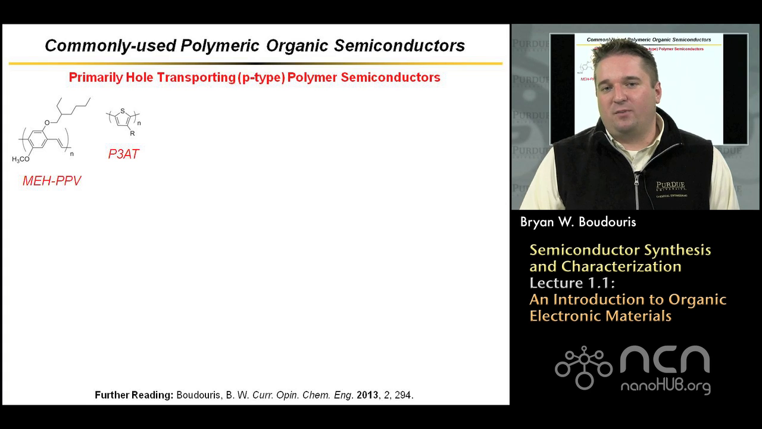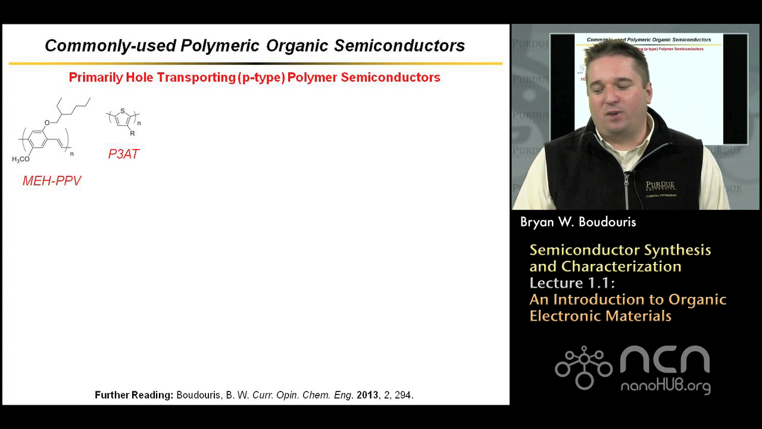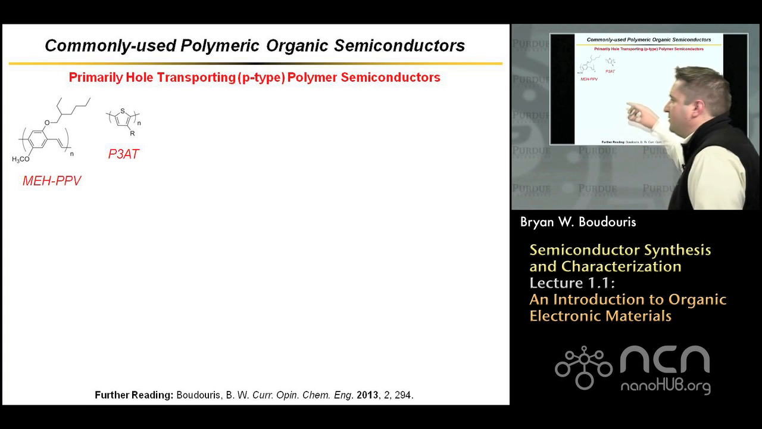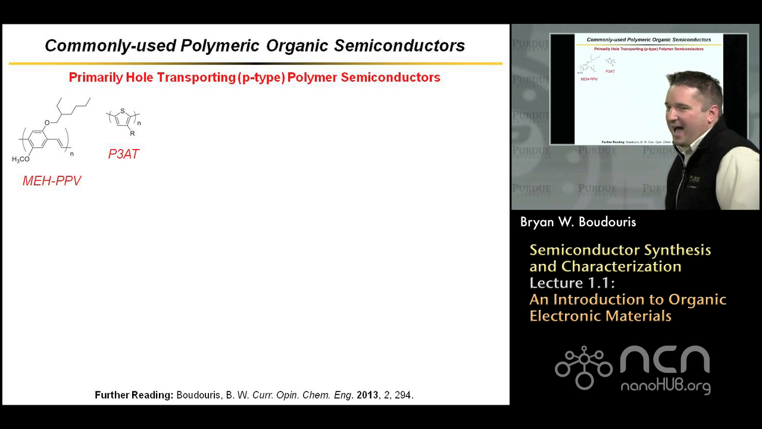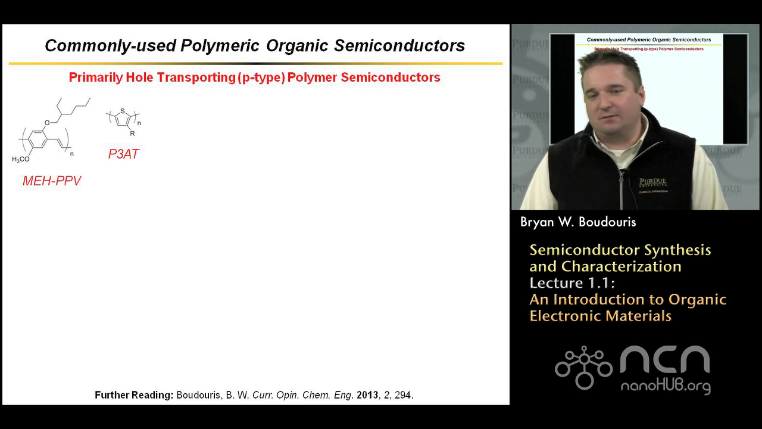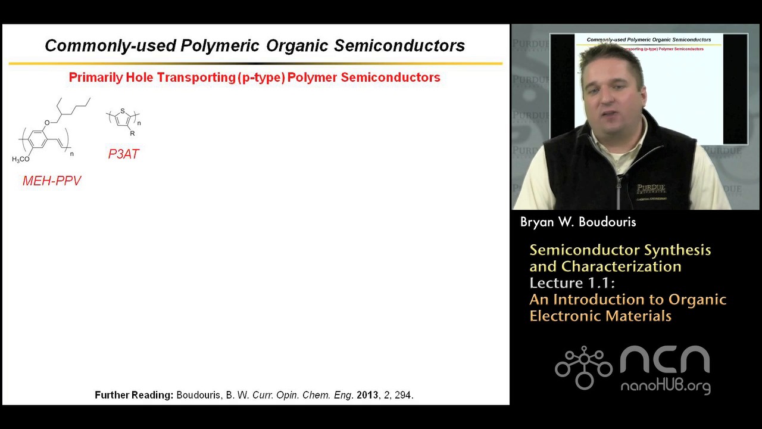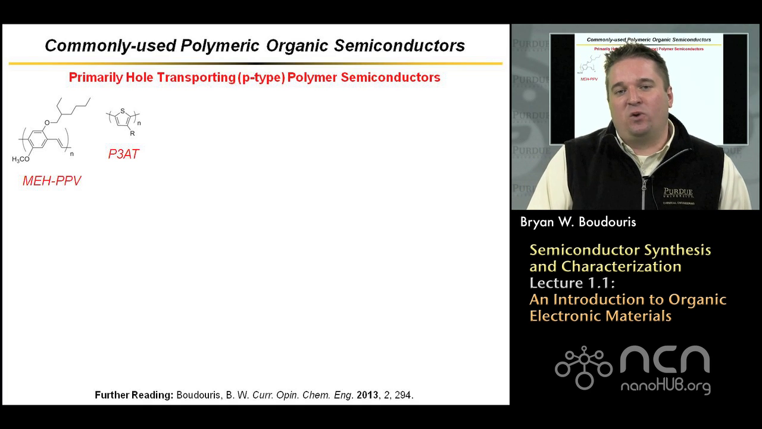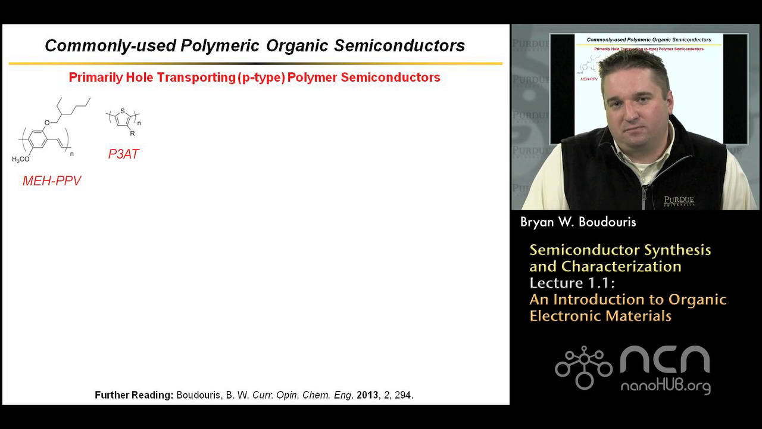Another derivative we'll talk about a lot in this class is that of poly-3 alkyl thiophene. So this 5-membered ring is a thiophene. And the sulfur is the 1 position, this is the 2 position, and this is the 3 position right here. So it's 3, and this is an alkyl chain, so it's poly-3 alkyl thiophene, P3AT. And we'll have an entire lecture devoted to these materials because they've been one of the most often used materials in the organic electronic world.